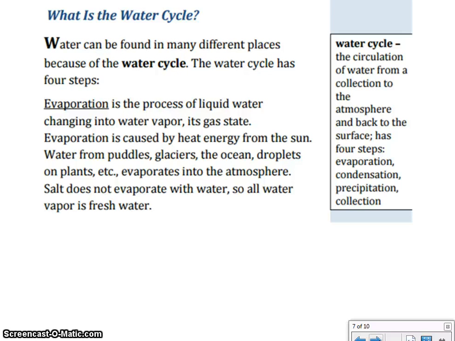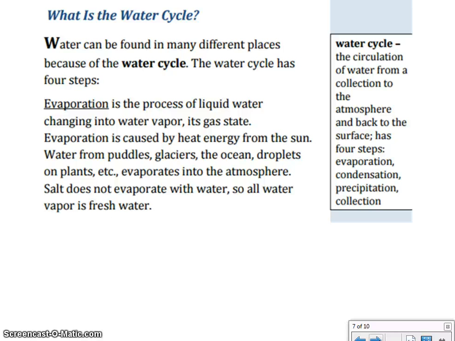What is the water cycle? Water can be found in many different places because of the water cycle. The water cycle has 4 steps. Evaporation is the process of liquid water changing into water vapor, its gas state. Evaporation is caused by heat energy from the sun.